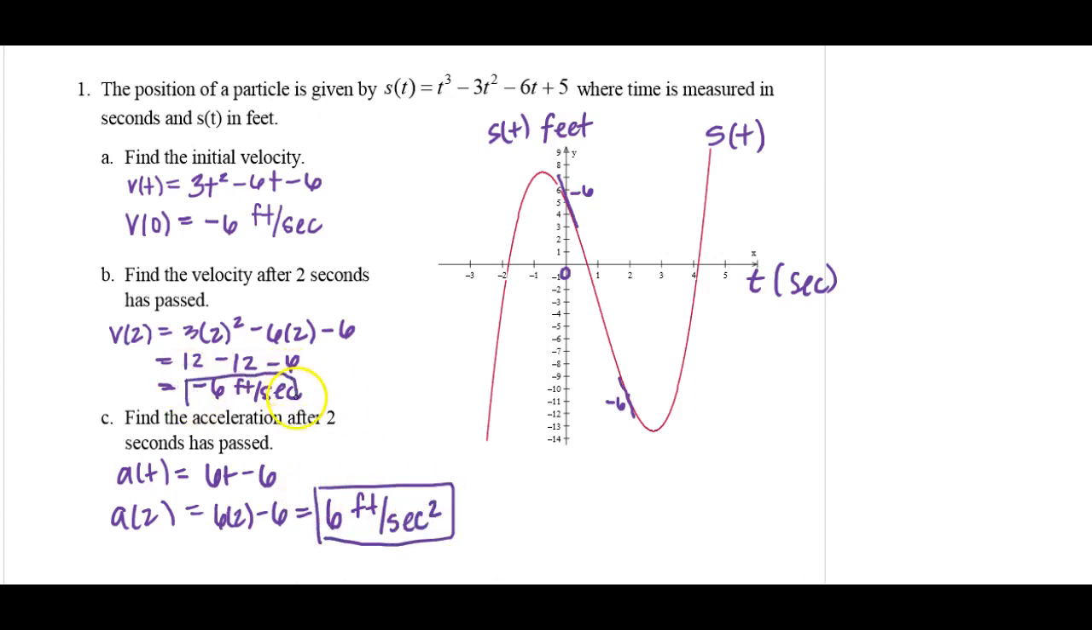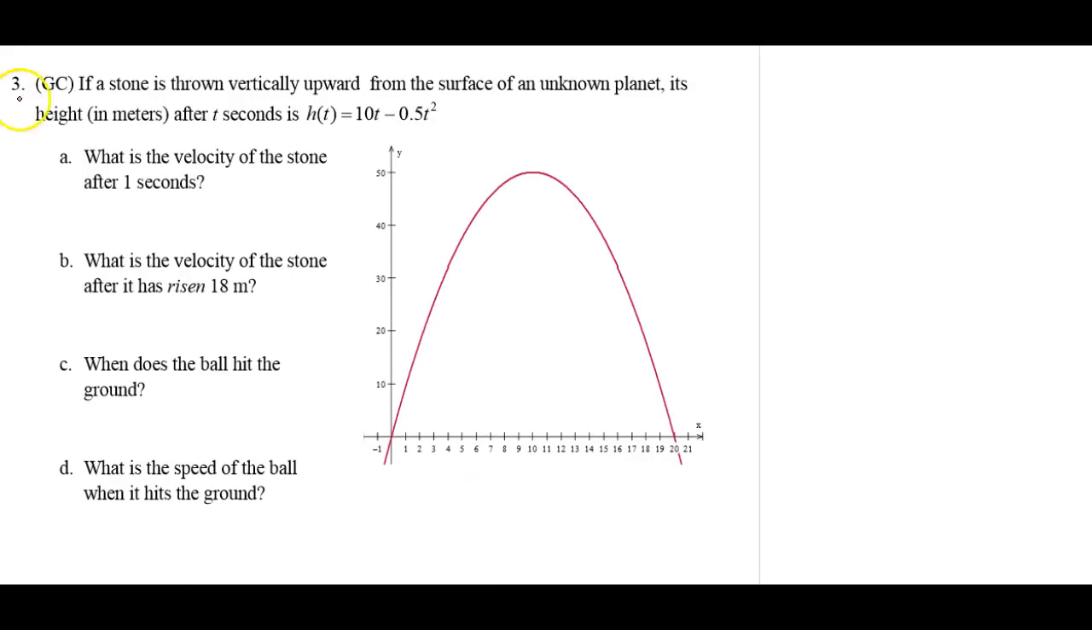Alright, and that's it for the first one. So negative 6 feet per second, negative 6 feet per second, and then positive 6 feet per second squared. Alright, number 3, and the GC just indicates that we would probably need our graphing calculator on this problem.